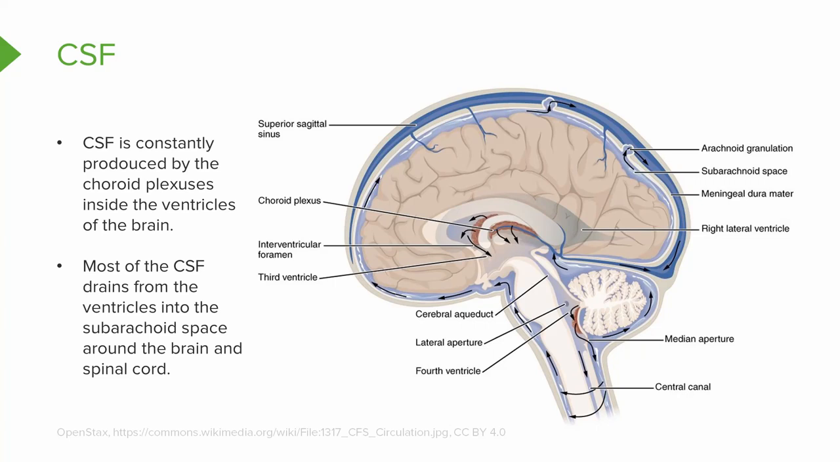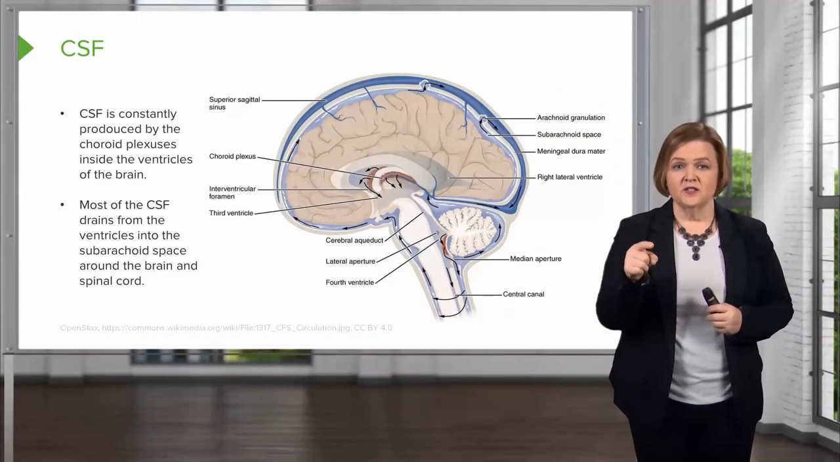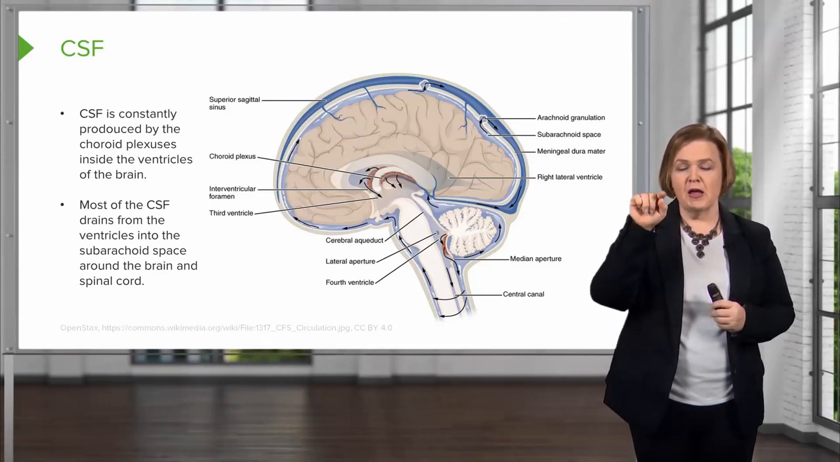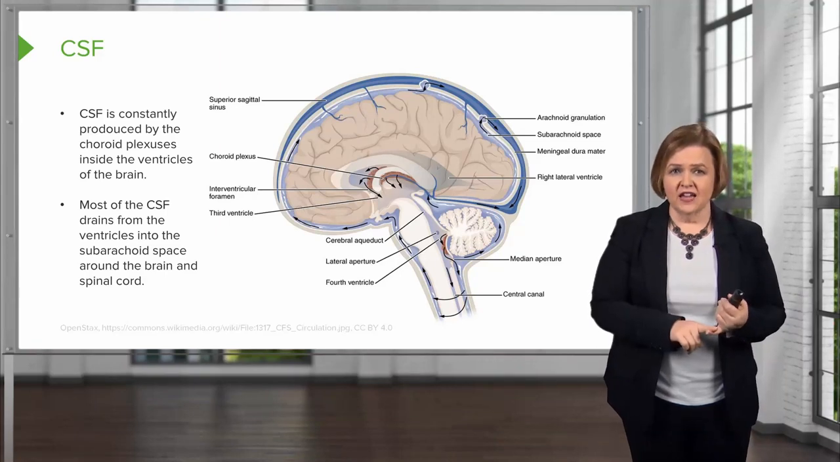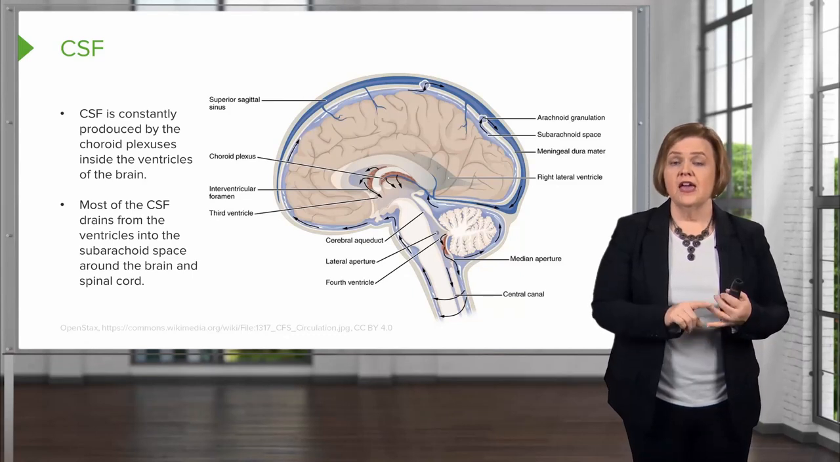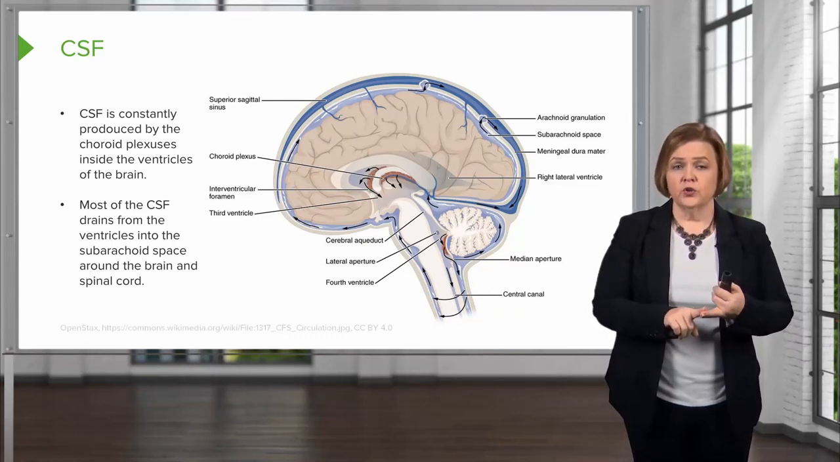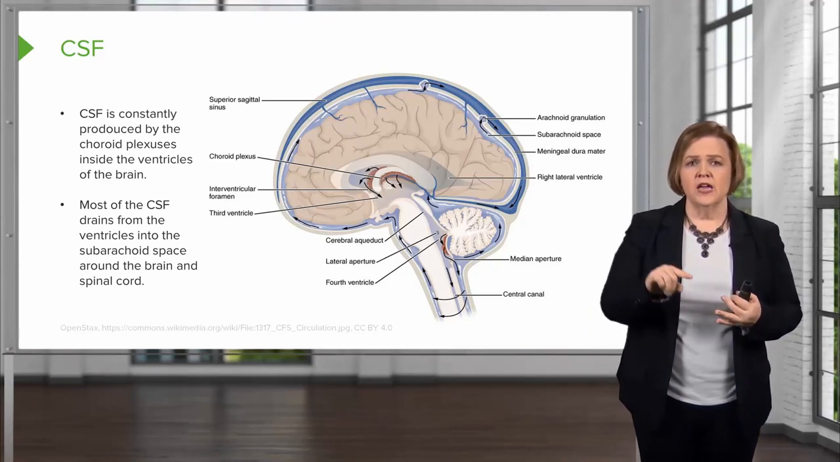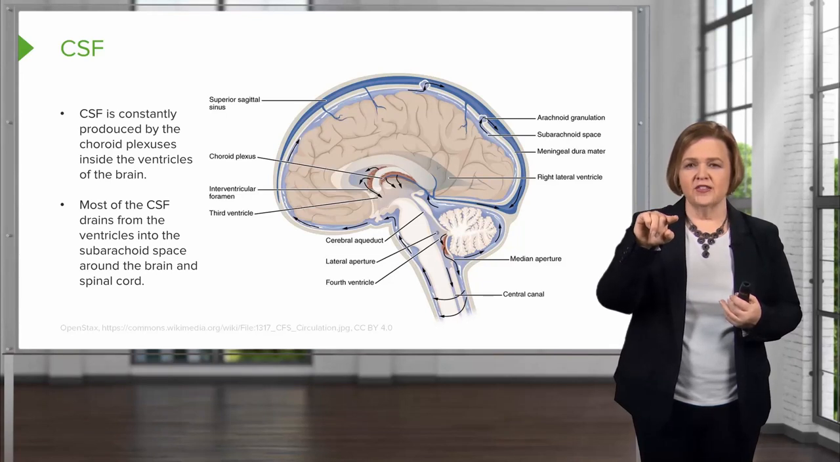So you're really using your fingers as a way to learn and imprint information into your own brains, because anytime you use motion or touch, you're really helping your brain encode. So find the choroid plexus, boom. Find the subarachnoid space, trace it all the way around there. So we know that the CSF is produced in the choroid plexus inside the ventricles of the brain, and most of the cerebral spinal fluid drains from the ventricles into the subarachnoid space around the brain and spinal cord. Now you have a real picture in your mind of what that looks like.